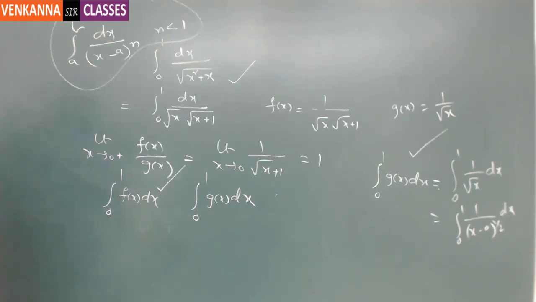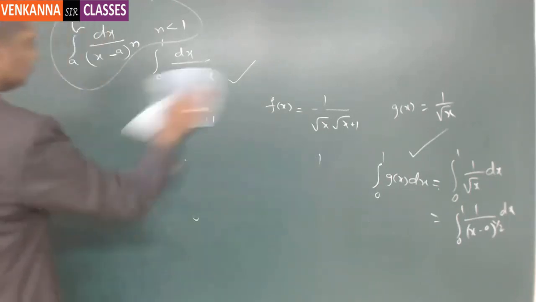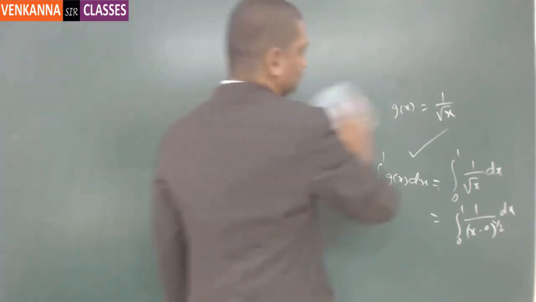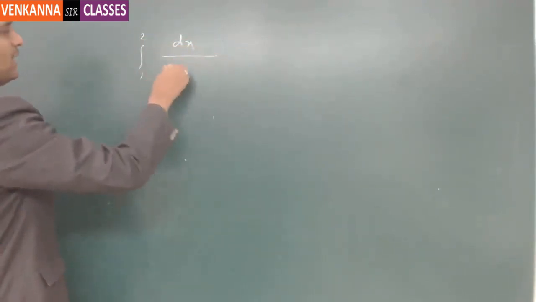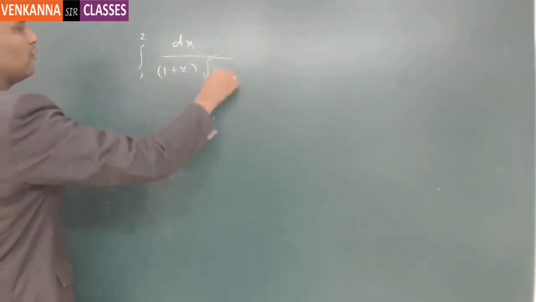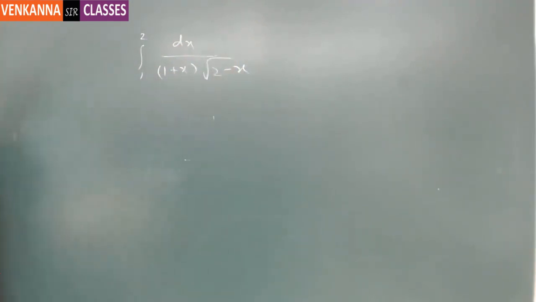Right. So the other problem which I want to take is integral 1 to 2 dx by (1 plus x) into root of (2 minus x). Here we are not finding the integral value. We are simply saying whether the integral is giving a finite number or not. That's it. Please understand.